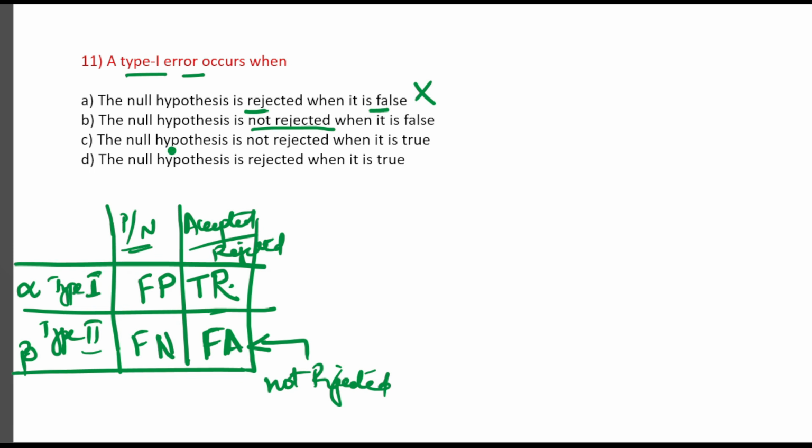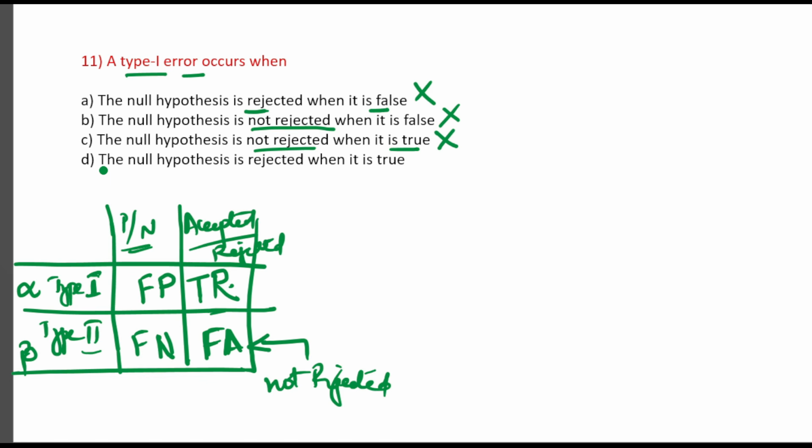So this should be a type 2 error, not a type 1 error. So even this is not the answer for this question. Third one, the null hypothesis is not rejected when it is true. When it is true, there is nothing like not rejected. Here it was rejected. So even this is a wrong statement.